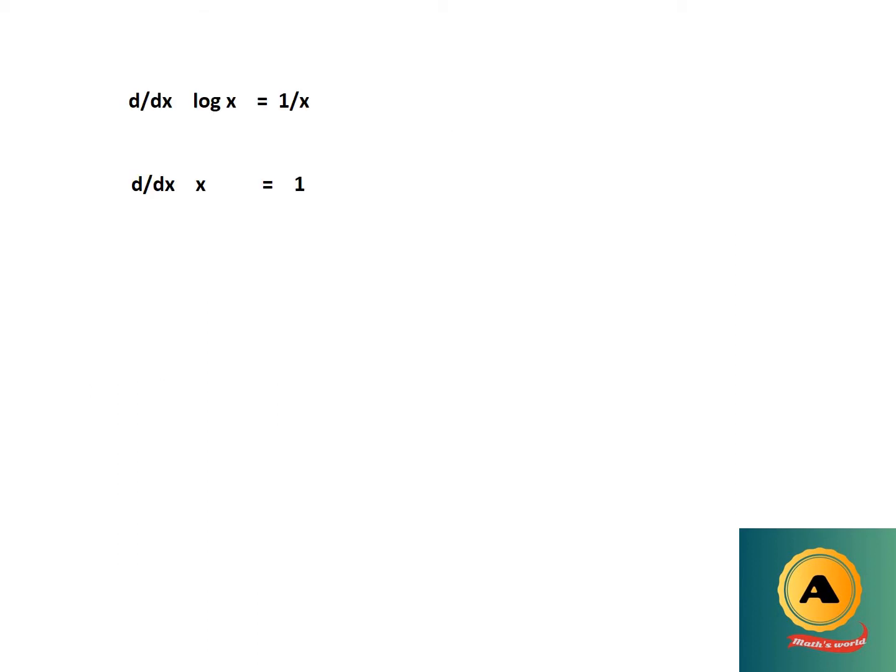Derivative of log x equals 1 by x. Derivative of x equals 1. Derivative of k equals 0, where k is a constant. k can be any real number. For example, derivative of minus 2 equals 0. Derivative of 45 equals 0.